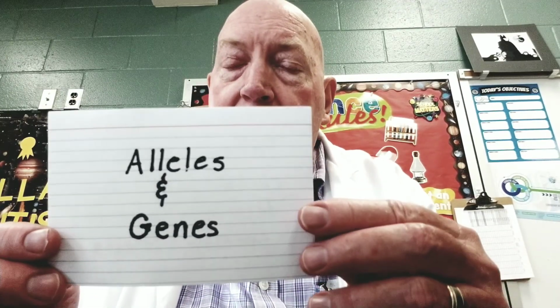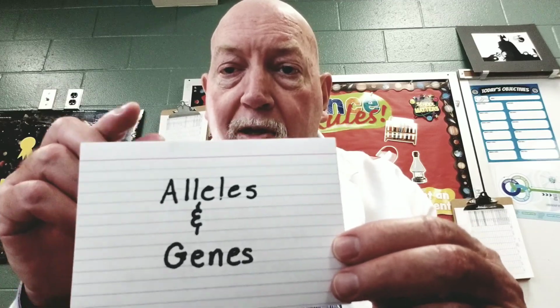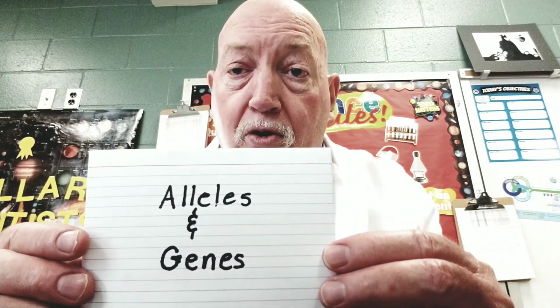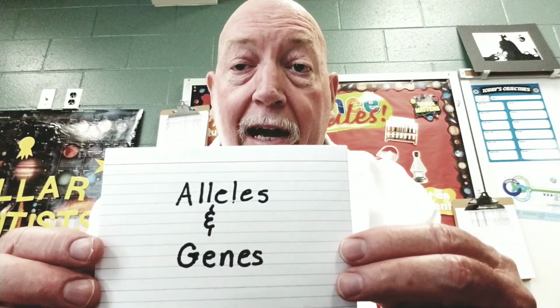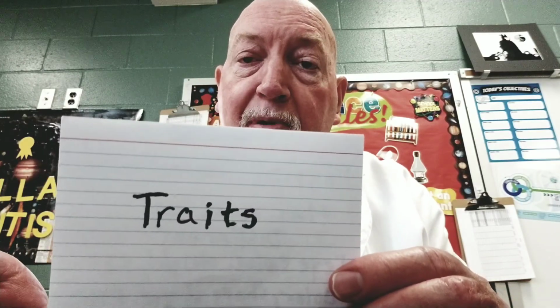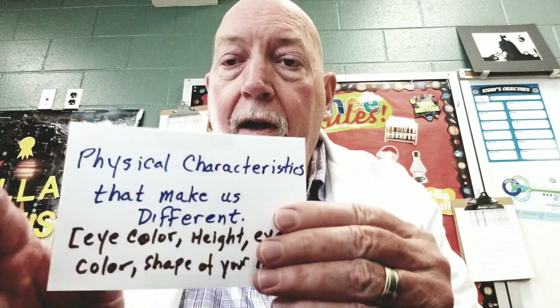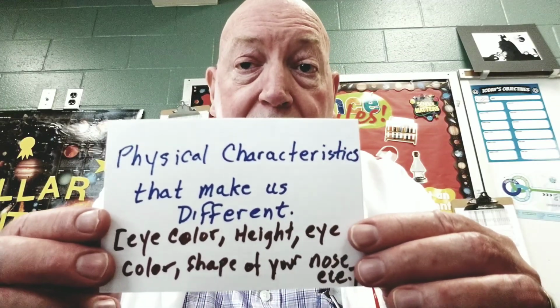Alleles and genes. These are parts or sections of chromosomes that determine or select for specific traits. So the genes are little parts of the chromosomes that we can look at and determine things like your eye color. So those are things like traits. Traits are physical characteristics that make us different. Our eye color, our hair color, the shape of your nose, how tall you are, things like that. So these are what traits are. These are physical characteristics that make us different, or make all animals different from other animals of the same kind.